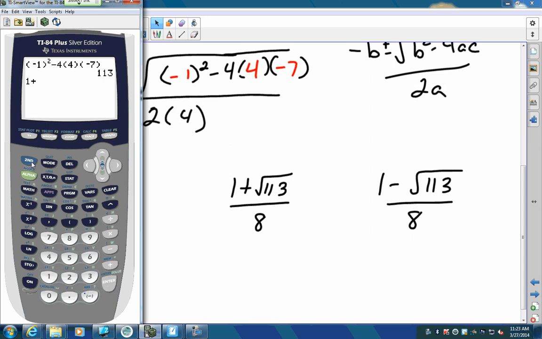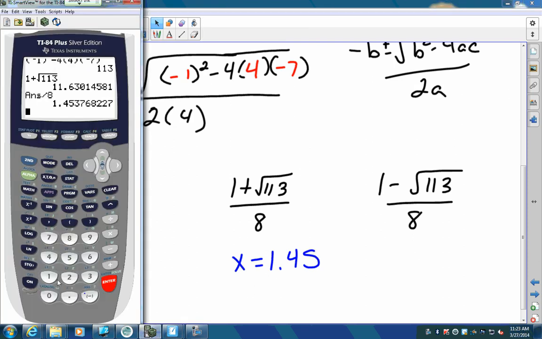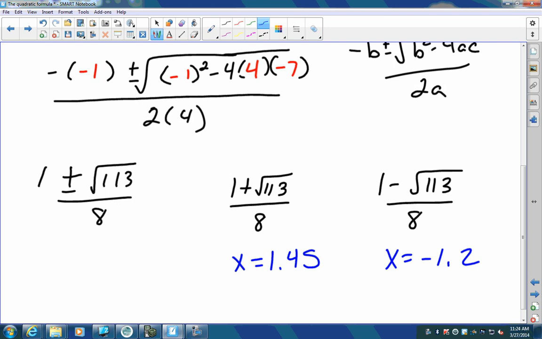1 plus the square root of 113, enter, divided by 8. 1.45. X equals 1.45. Then to do the second one, 1 minus the square root of 113, enter, divided by 8. -1.2. All right. Now, let's look at number 7.